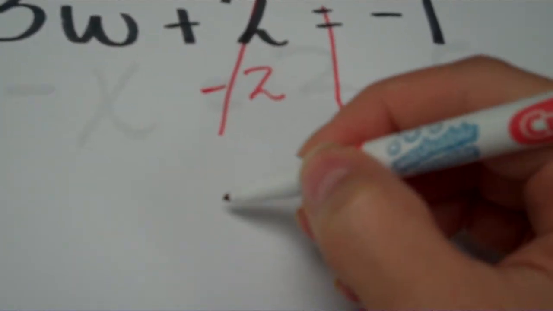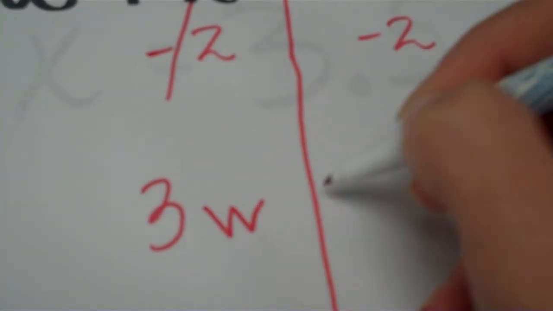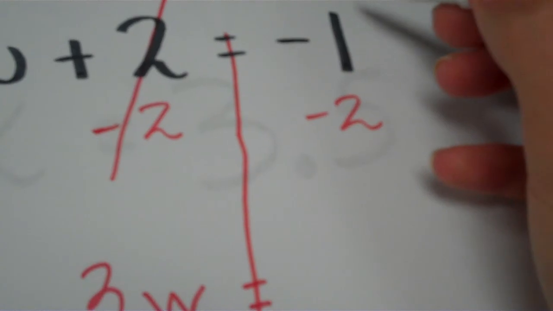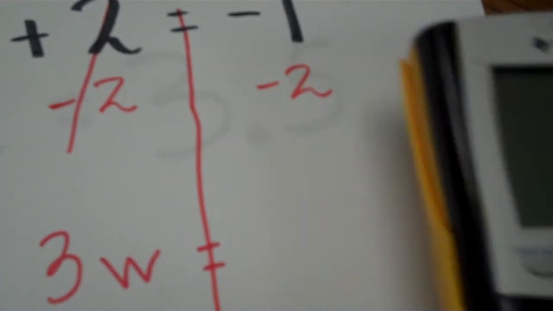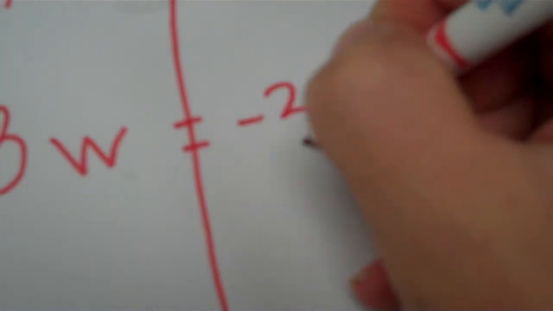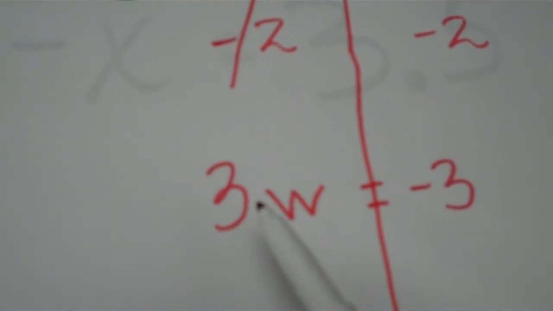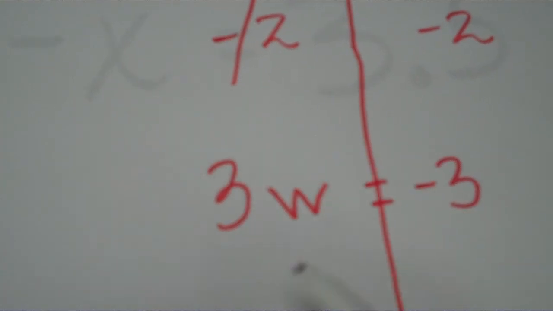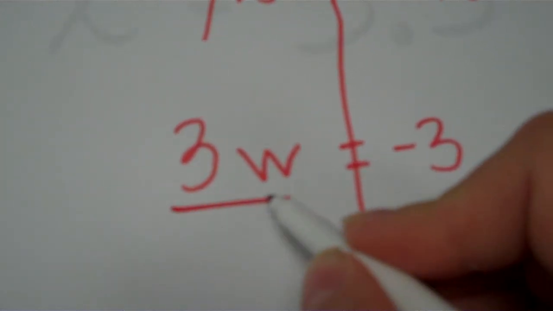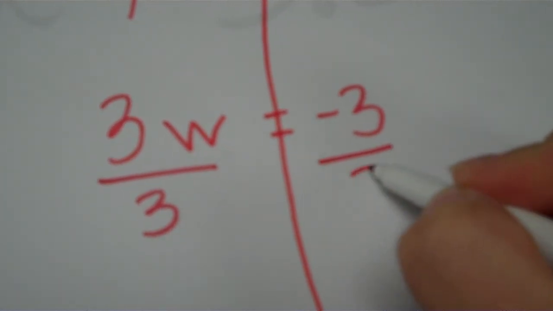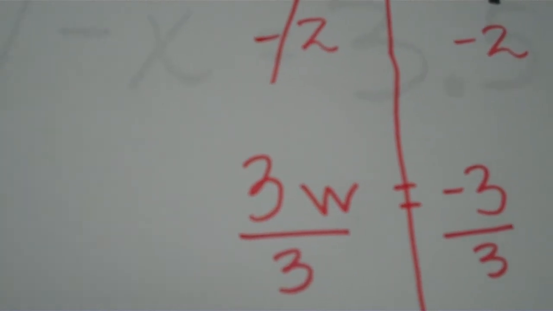This 3W comes down. Negative 1 minus 2. So get your calculator out. Negative 1 minus 2 is negative 3. So we put a negative 3 here. Okay? Mom says best friend has to leave. Side by side means multiplied. So the opposite of multiplying is dividing. So we divide everything by 3. That goes away because it's an opposite.